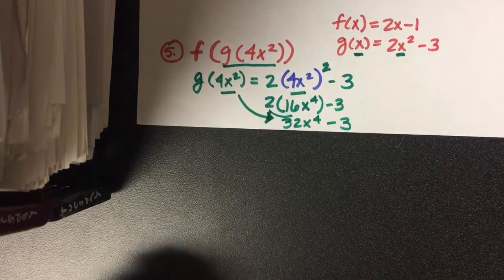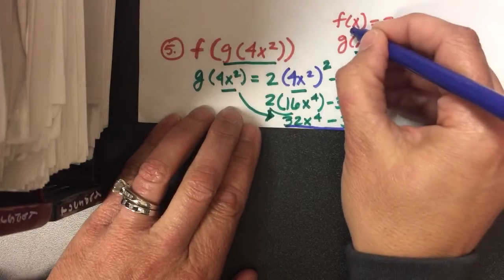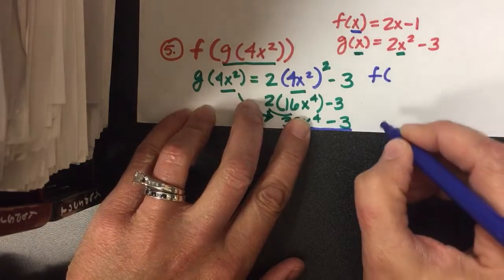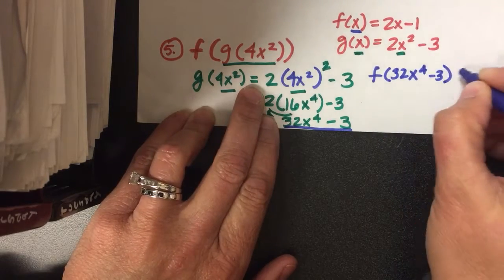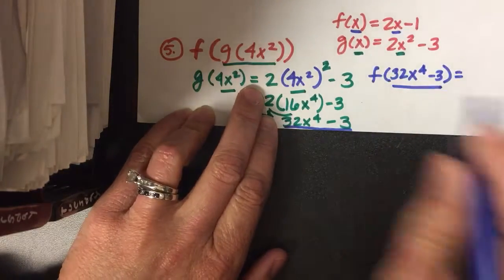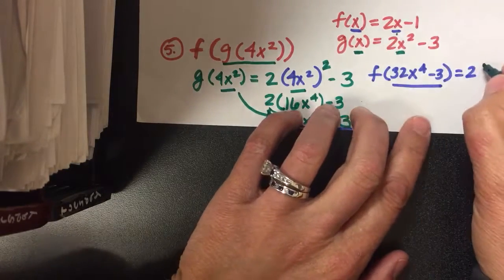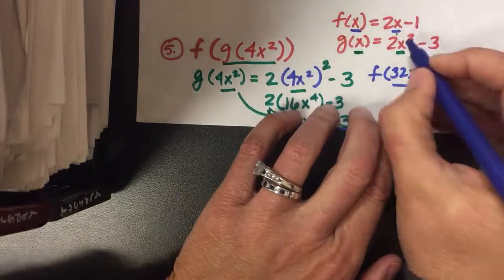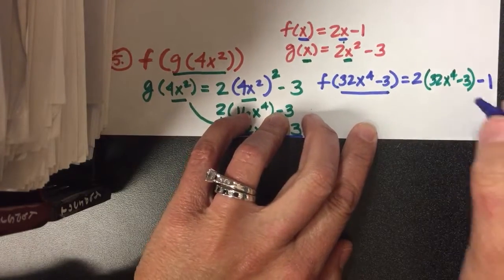But we're not done, because now we have to take this output, and that becomes our new input for f. So I've got f of 32x to the 4th minus 3. And I'm going to plug this whole thing in for my input. So I have 2, and then my input, which is going to be 32x to the 4th minus 3, minus 1. And now I'm going to distribute.